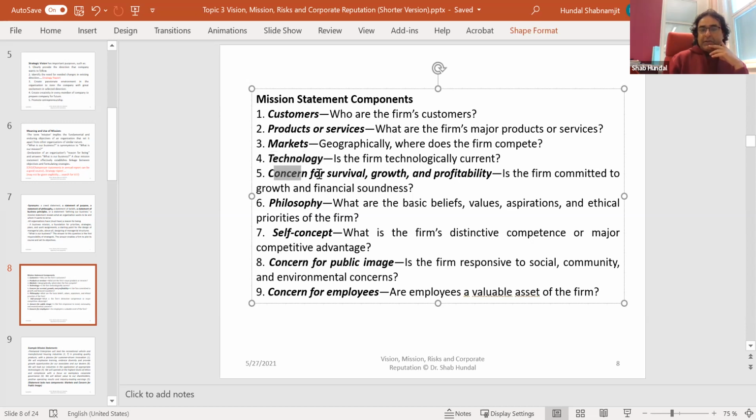But in some cases, maybe technology is not so important, in very old-fashioned companies. Something about your concern for survival and growth. How do you want to grow? Do you only want to survive? What about your profitability, and your philosophy? Something, a little bit of philosophy also. Self-concept.